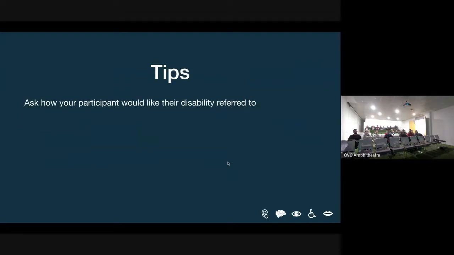That's that slide. So ask your participants how they would like their disability referred to. Now, this is just good manners, because different people prefer different language, and it's really good practice to just ask what their preference would be.